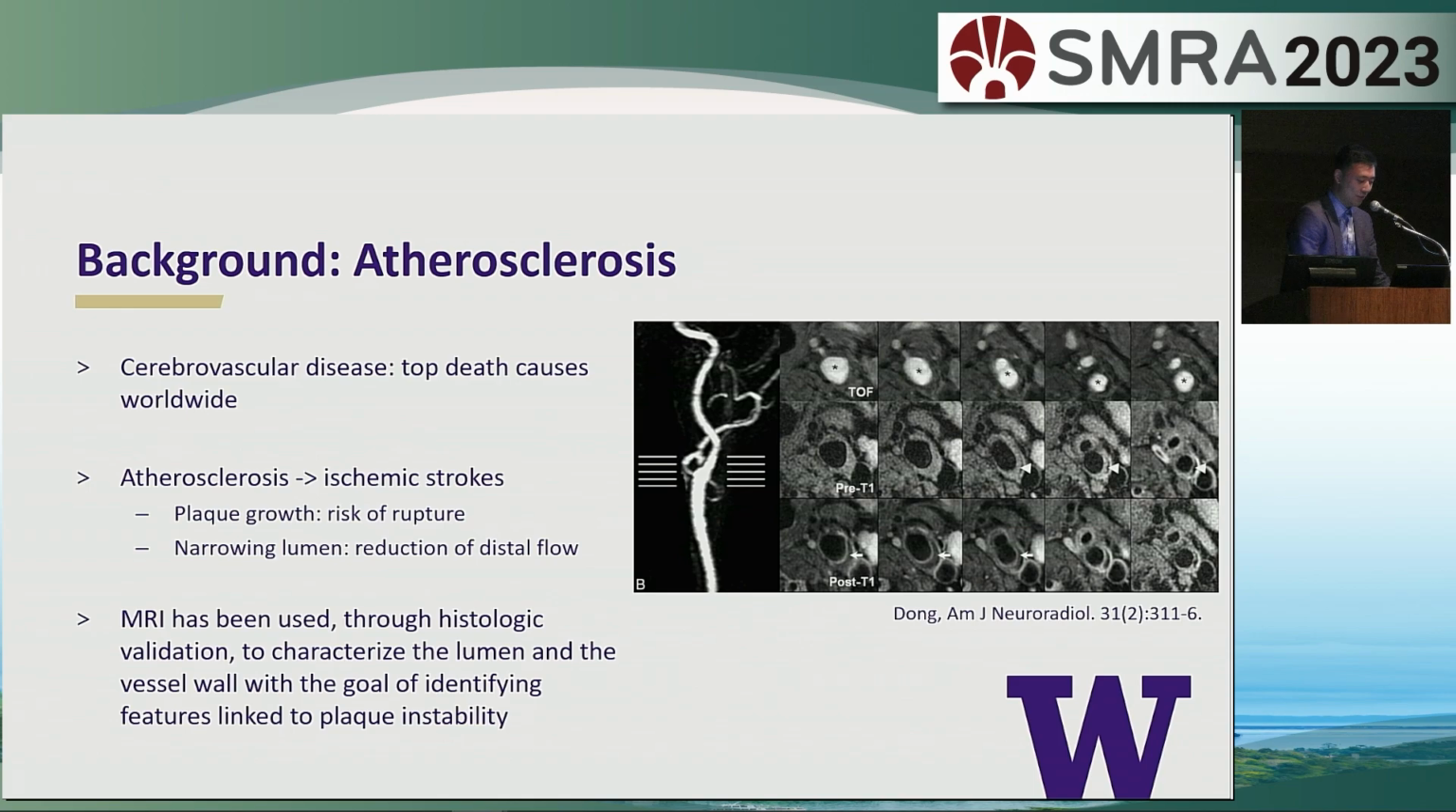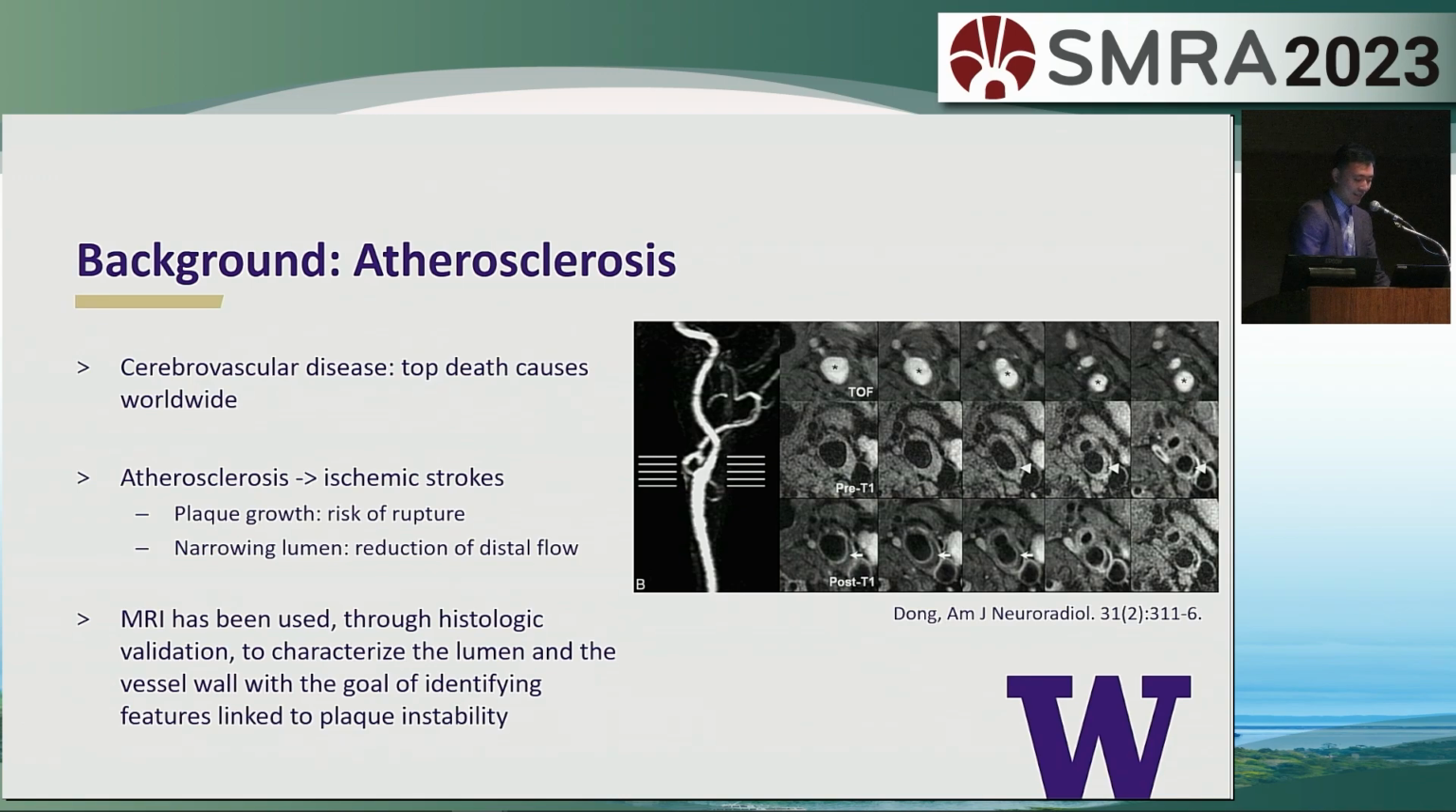As we all know, cerebral vascular disease is a top death cause worldwide, and especially carotid atherosclerosis contributes to ischemic strokes in a lot of scenarios. For example, the growth of the atherosclerotic plaque may increase its risk of rupture, and it will also narrow the lumen and cause the reduction of distal flow.